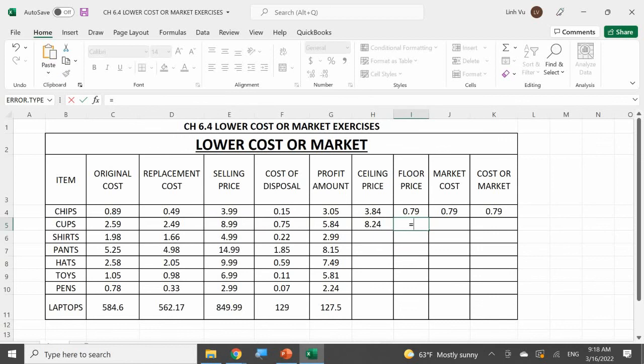Now I need to solve for my floor. The ceiling price minus the profit amount. Good. So in this case, it's $8.24 minus $5.84, which is $2.40. Okay. So now let's compare, right?